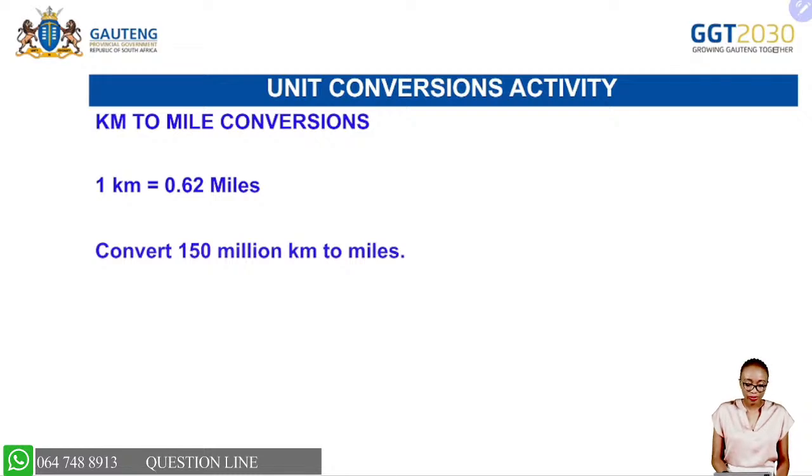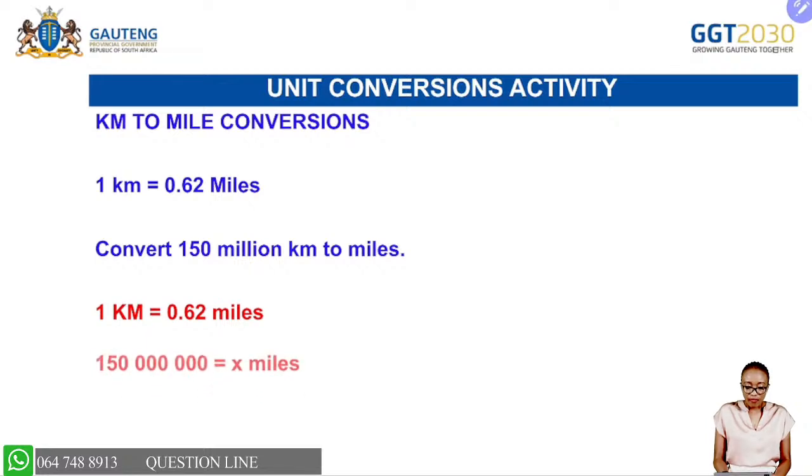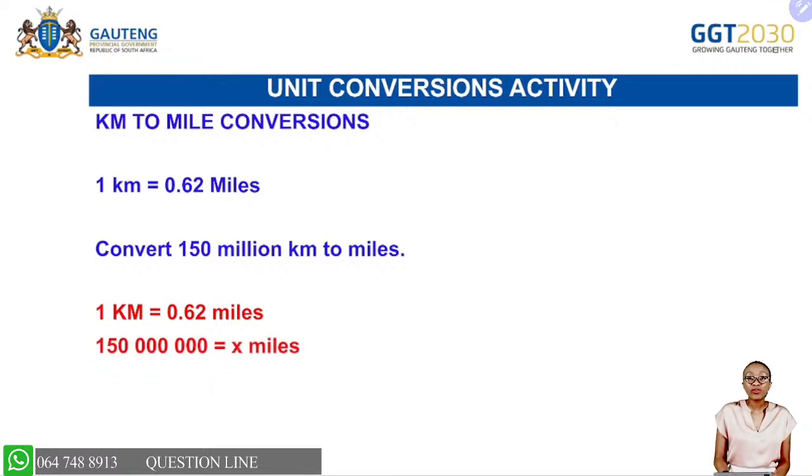Now, let's answer the question. Convert 150 million kilometers to miles. This is the information that we have been given. By the question, we know that 1 kilometer is equal to 0.62 miles. So how do we do this conversion? First, we need to write down 150 million kilometers in number format. Do you remember how we write a million? We write a million by putting the digit 1 followed by 6 zeros. Same follows for 150 million. You write 150 and then it is followed by 6 zeros. And then it is equal to x miles. X represents our unknown. We don't know how many miles it is, so we need to calculate it.